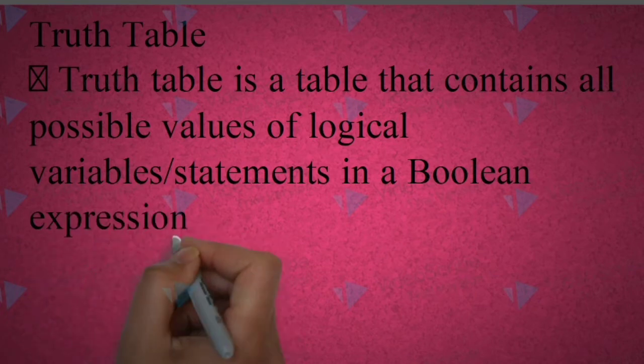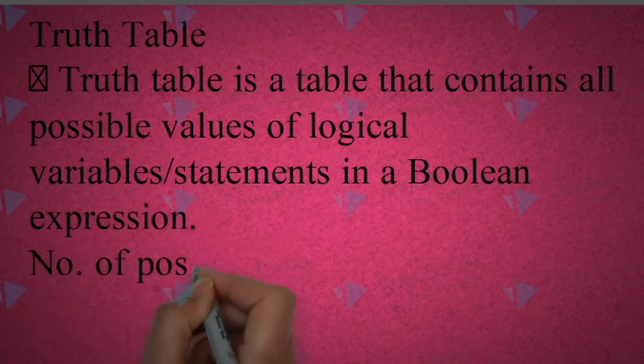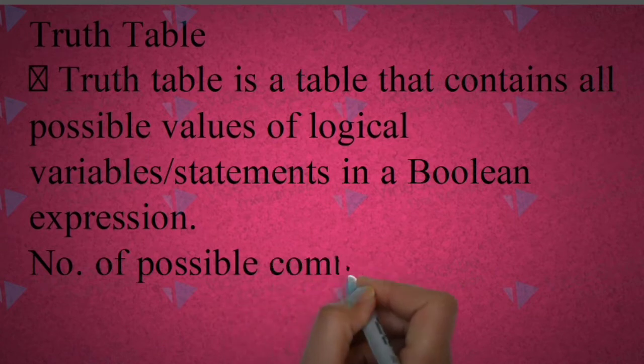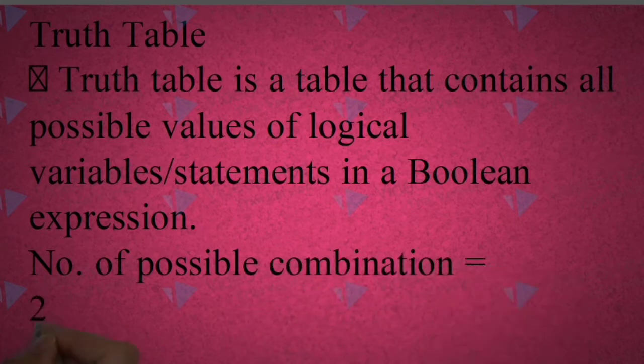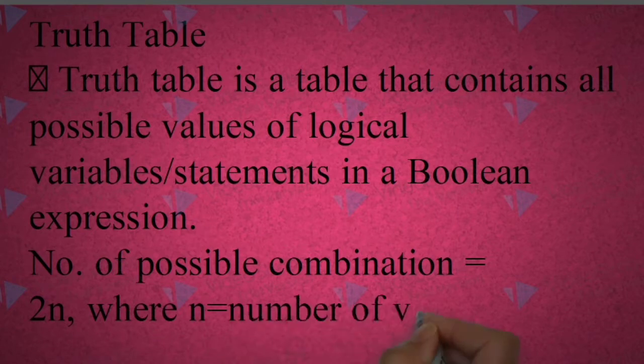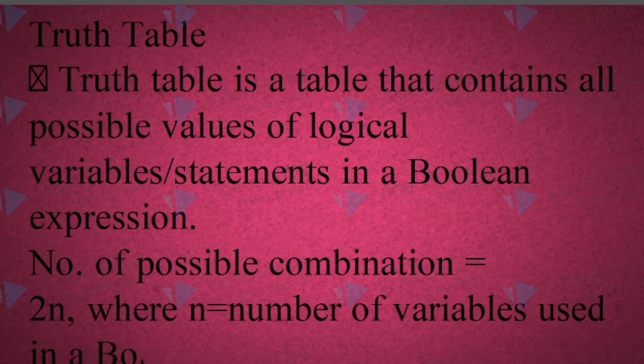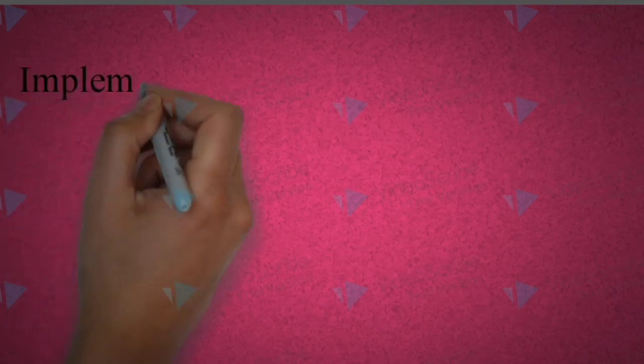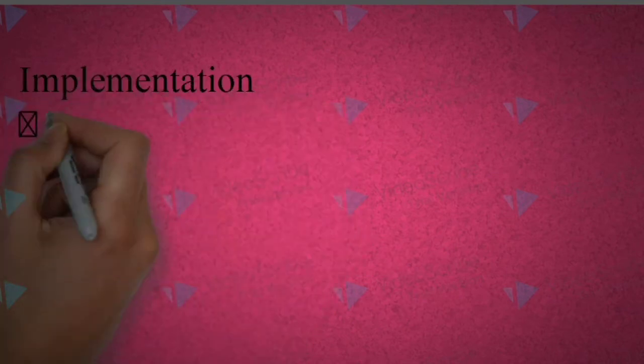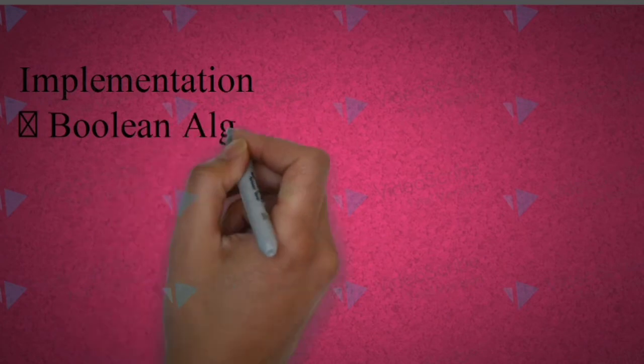So a truth table is a table that contains all possible values of logical variables and statements in a Boolean expression, and the number of possible combinations will be 2 to the power n, where n is the number of input variables. If we have 2 inputs, then the possible combinations will be 2 to the power 2, that is 4. If we have 3 inputs, then the number of possible combinations will be 2 to the power 3, that is 8 possible combinations.